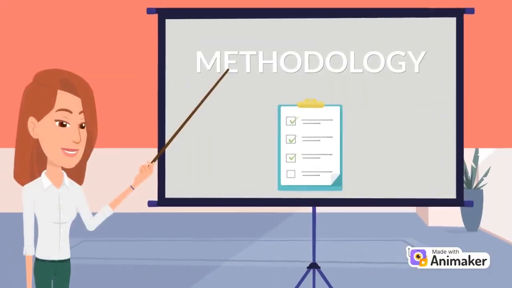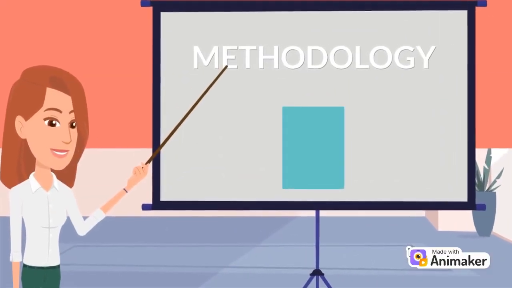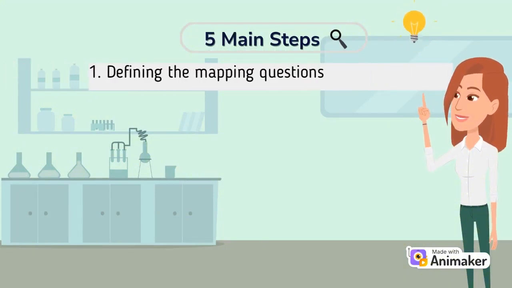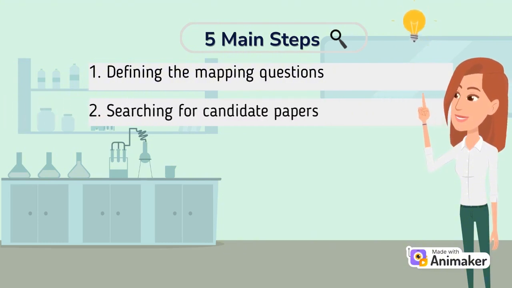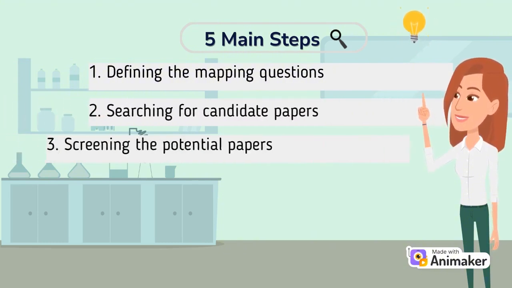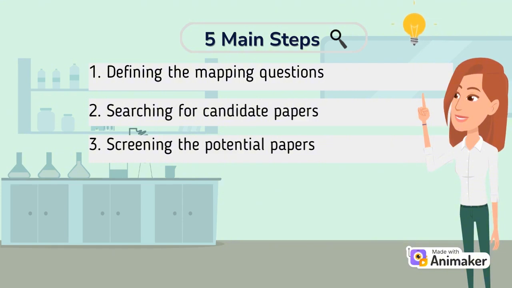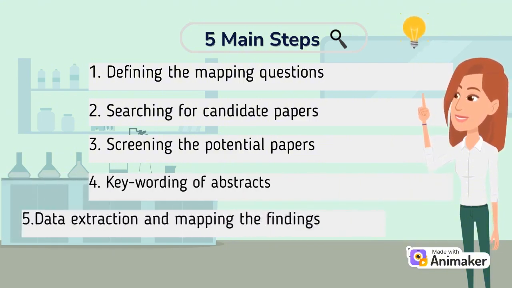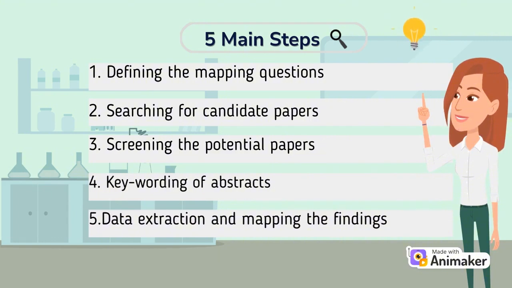Now let's move on to the methodology. The methodology used comprised 5 main steps. Firstly, defining the mapping questions. Secondly, searching for candidate papers. Thirdly, screening the potential papers. Fourthly, keywording of abstracts. Lastly, data extraction and mapping the findings.